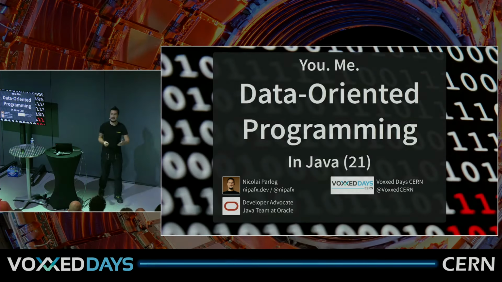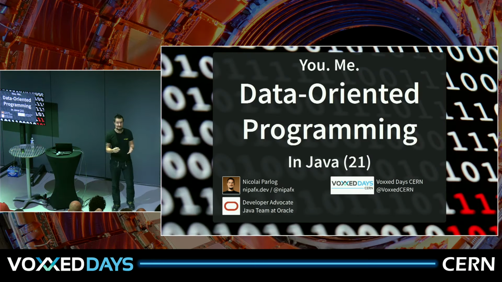I'm Nicolai Parlog. I'm a Java developer advocate for Oracle. And today it's going to be you, me, and data-oriented programming in Java 21. And we're going to look a little bit into 22 as well.